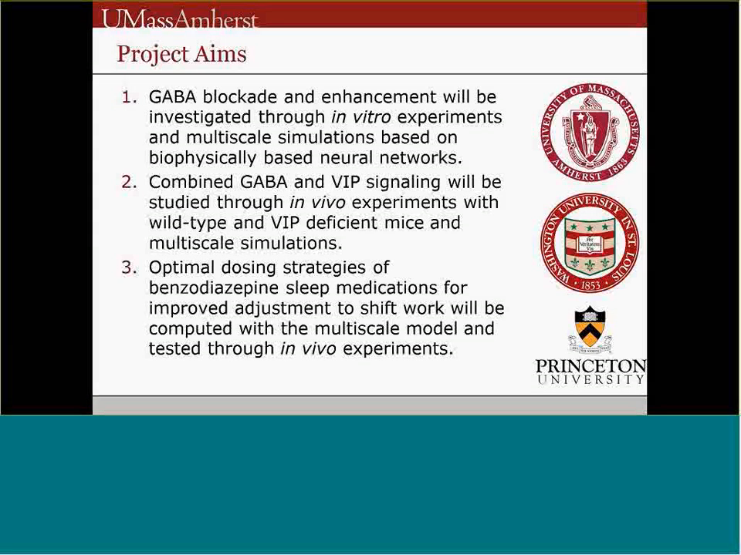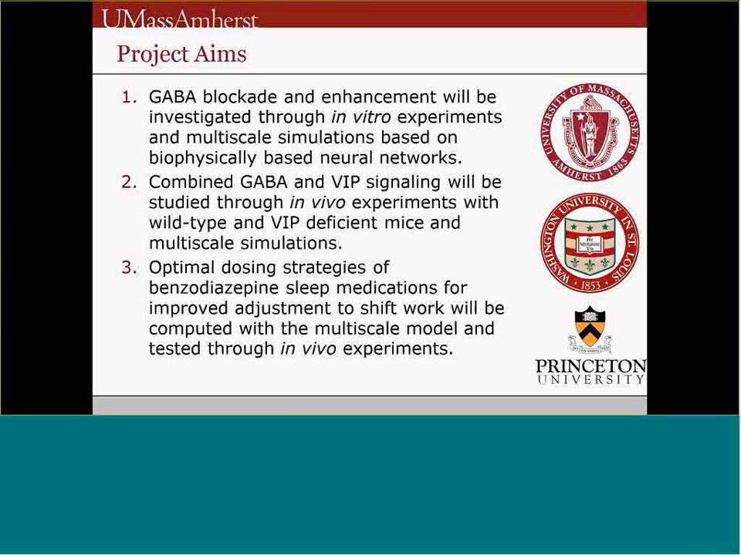So the first one, this project involves three components. There's an experimental component, there's a multi-scale modeling component, and then there's a multi-scale simulation component, if you will, some advanced model reduction and simulation. The first thing involves blocking this particular neurotransmitter and enhancing it in in vitro experiments where we take neurons out of the mice, and also coordinating those experiments with a multi-scale simulation, which I'll talk a little bit about.